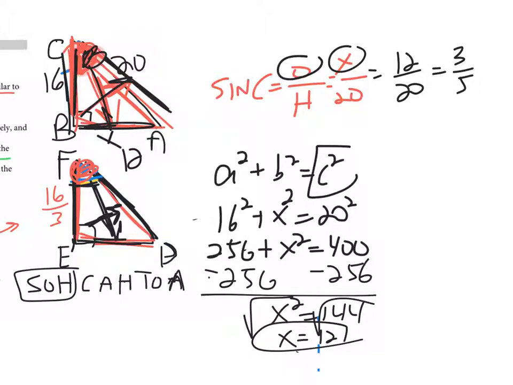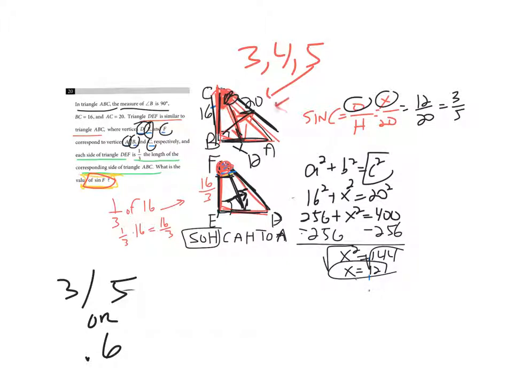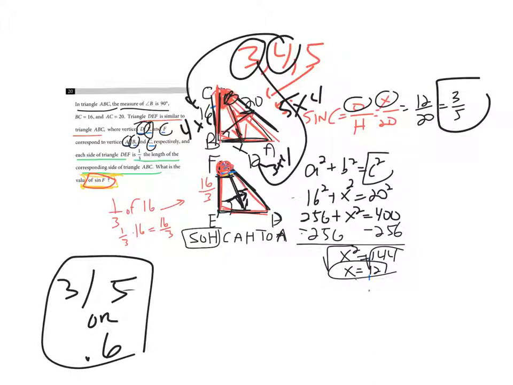And since this is a grid question, you can either fill in 3 fraction 5, or you can fill in 0.6. Also, from sophomore year, if you remember your 3, 4, 5 Pythagorean triple, the hypotenuse is 5 times 4. This leg is 4 times 4, which means the bottom leg has to be 3 times 4, or 12. Either way, the sine is 3/5 or 0.6.